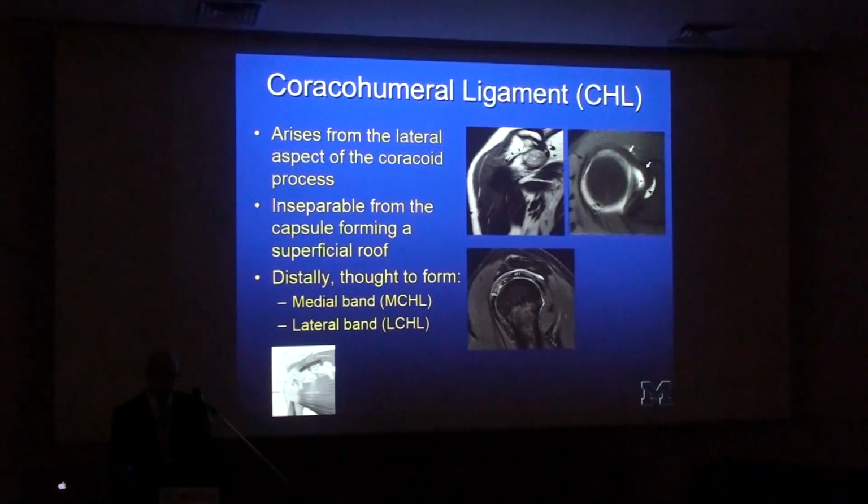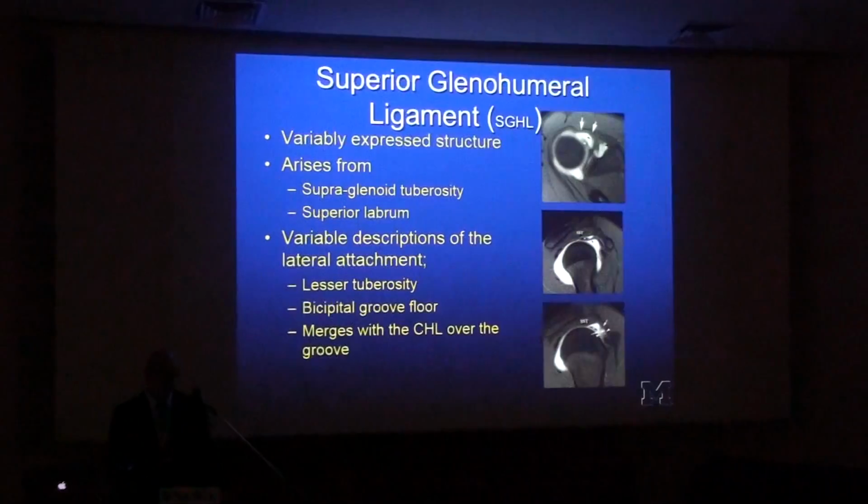So here we have a coronal T1 weighted sequence. You can see the coracoid here. Here's the coracohumeral ligament. Axial MR arthrogram, coracoid, coracohumeral ligament, inseparable from the capsule. And here's a sagittal T1 weighted sequence, anterior, posterior. Here's the supraspinatus, subscapularis. The area devoid of tendon here is the interval, and this is the capsule with the coracohumeral ligament and the biceps deep to it.